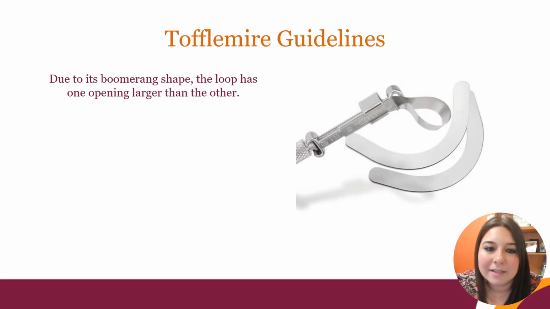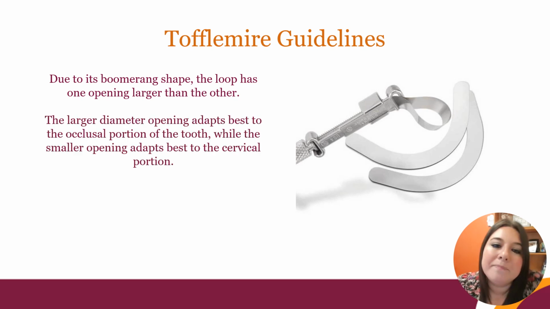Tofflemire guidelines. So due to its boomerang shape, the loop has one opening that is larger in circumference than the other side. It's kind of hard to see in the picture here, but the side that is kind of facing towards the top of the presentation of this band has a larger circumference than the opposite side of it, which gets a little smaller at the bottom. This is kind of like how a tooth is, where it has a broader area towards the occlusal, and then as it gets closer to the gingival third of the tooth crown, it gets a little bit smaller in diameter. So that's why it's shaped this way.